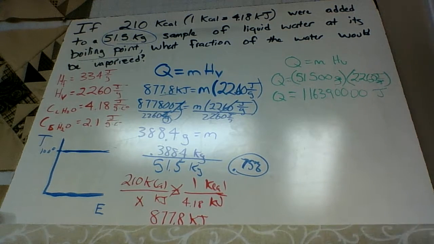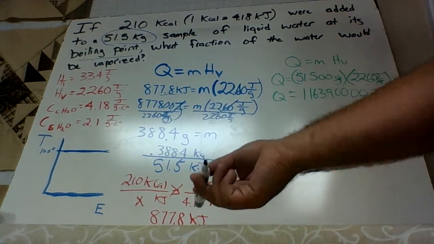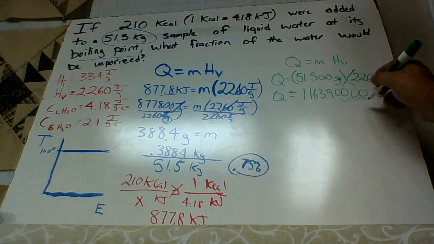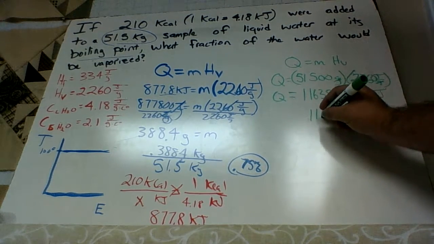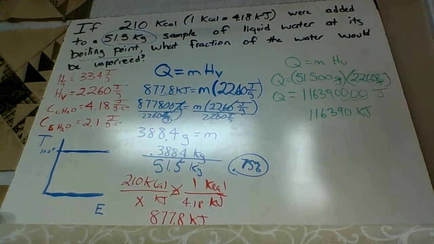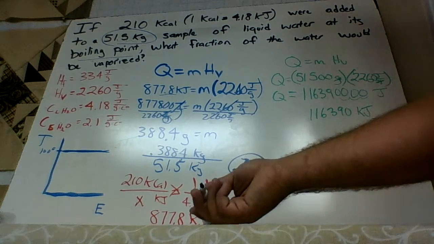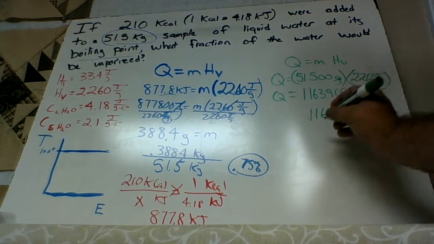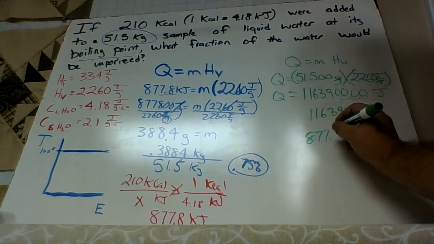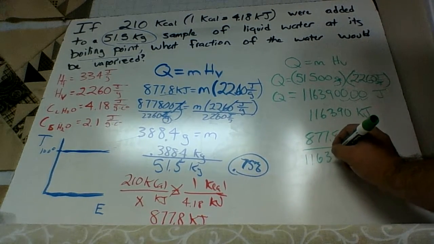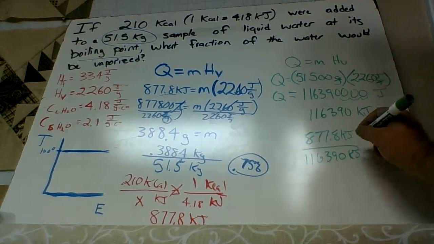So now, if I wanted to find out what fraction, I know how many kilojoules there are, and so therefore I'd want to move this 1, 2, 3 to make that into kilojoules, and so now it's 116,390 kilojoules. If I wanted to find what fraction, this is the fraction of energy that's going to actually be used according to the problem. This is how much is required, and so therefore I'd want to take 877.8 kilojoules over 116,390 kilojoules, and so that would be my fraction.